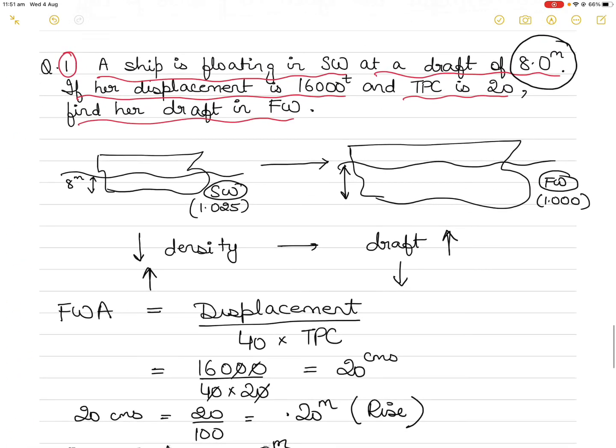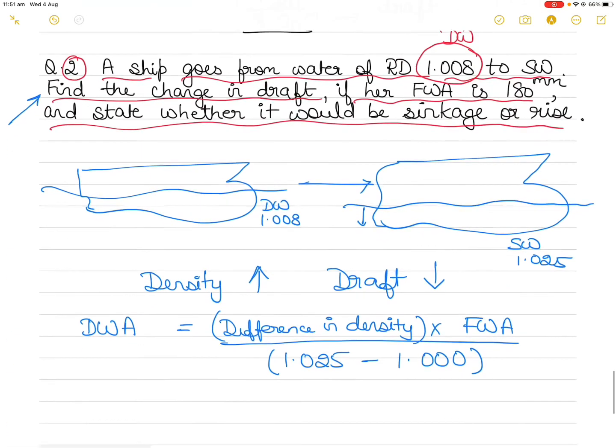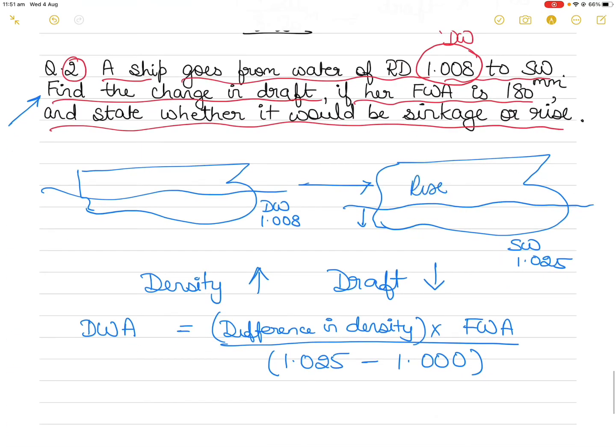In the first case, the vessel sunk more. You can see draft became more. Why? Because the density decreased. So draft became more in this case, the vessel sunk, so there was sinkage of the vessel. Here the vessel will rise because density is increasing.